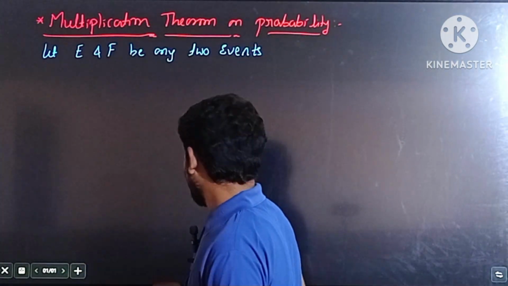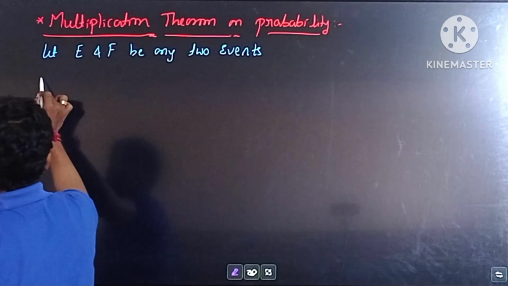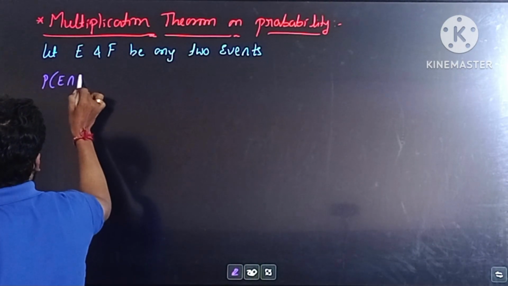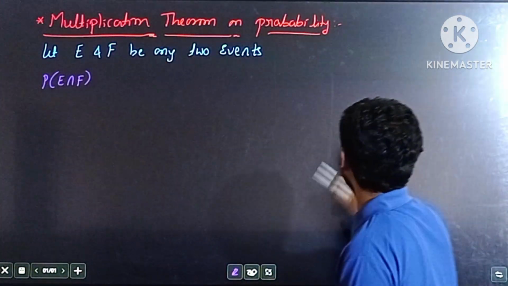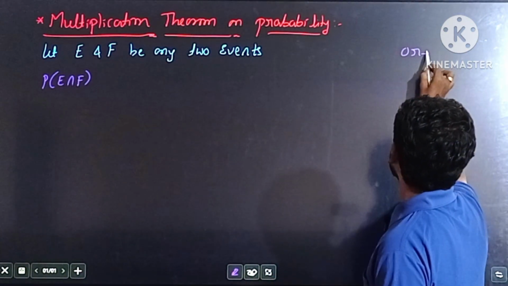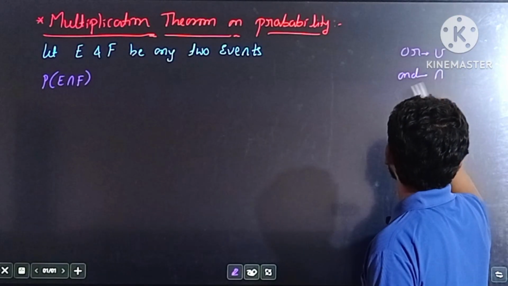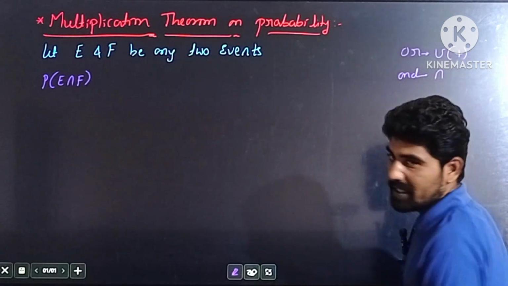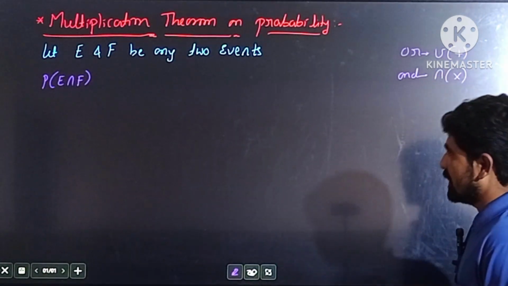Then probability of E intersection F, or you say that probability of E and F, and refers intersection here. So in probability, or refers union and and refers intersection, and also or refers rule of addition, and and refers rule of multiplication.